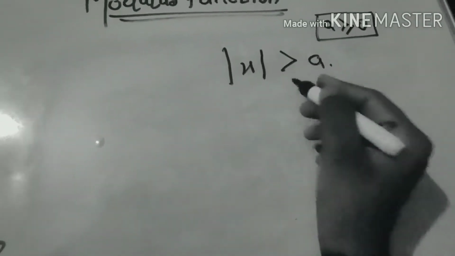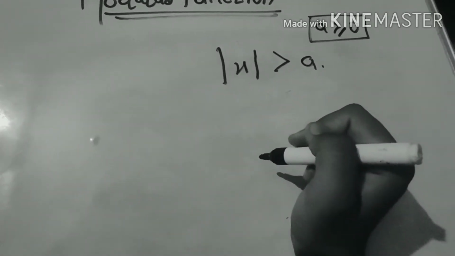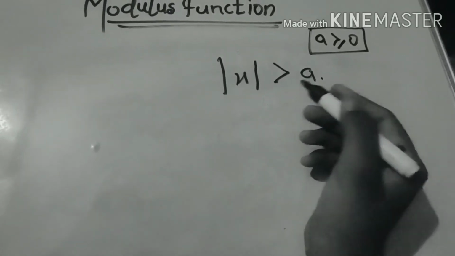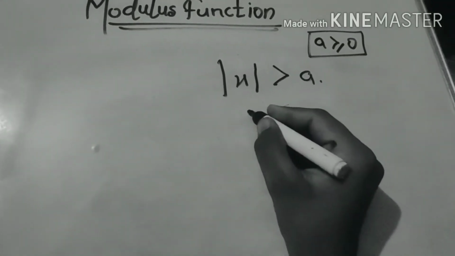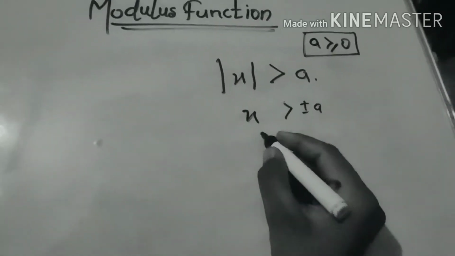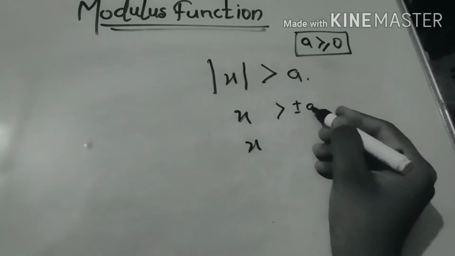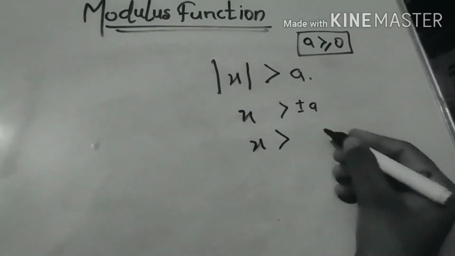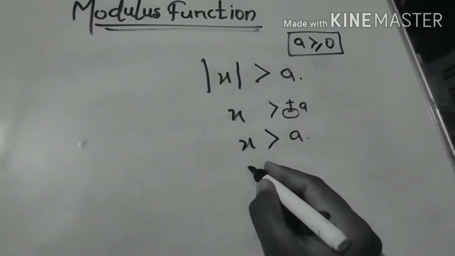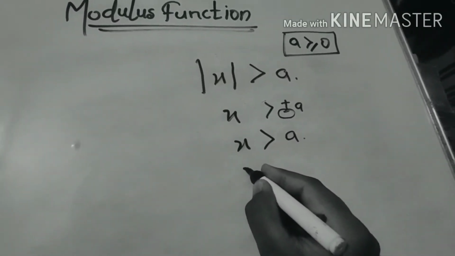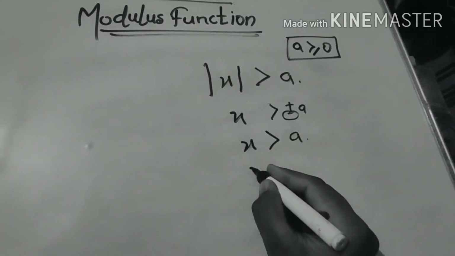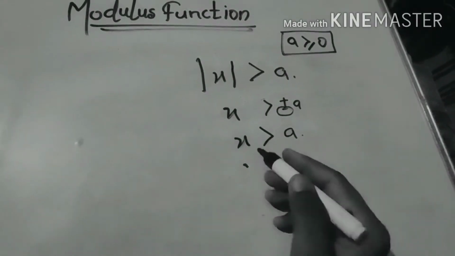So when we remove the modulus, one key thing we have to keep in mind is that whenever we remove modulus and there is a relational operator like greater than or less than, we write plus minus a. So x, when we take the value of a as plus, the sign will remain the same, that is greater than a. But when we take minus a, we just reverse the sign, because this is one of the key things we have to keep in mind in solving inequalities, like we solved linear inequality in the previous class. Whenever we take a minus sign, we just reverse the sign.